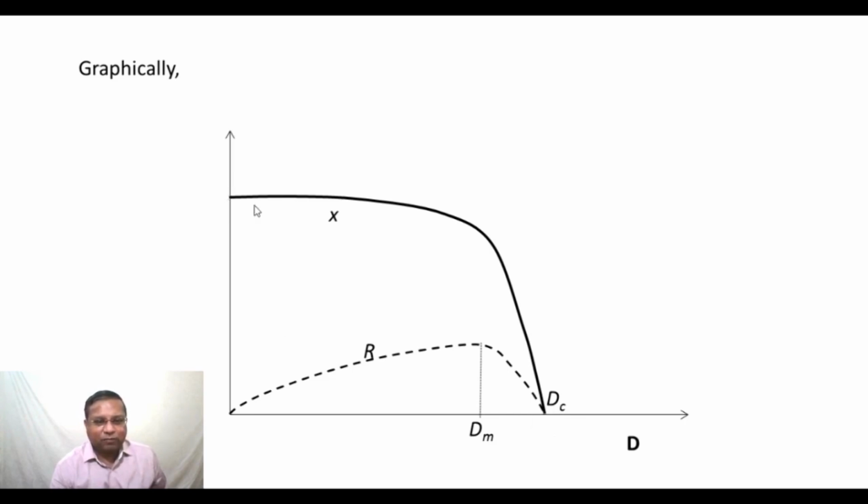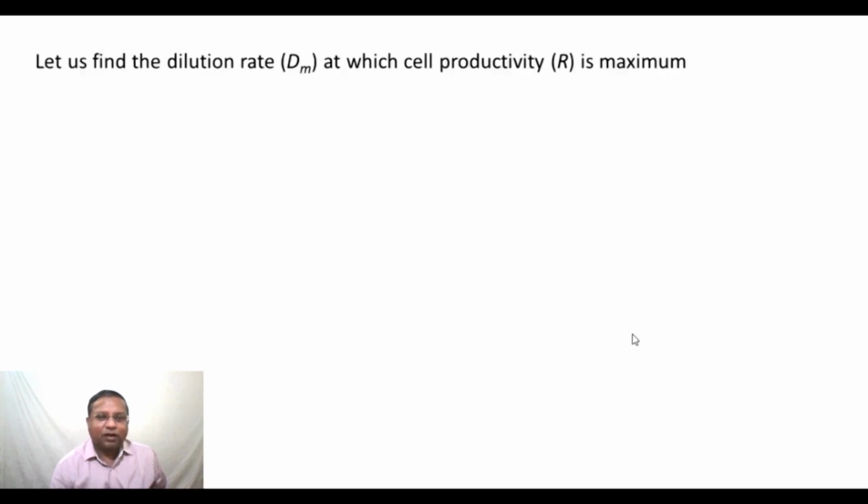So this is a graph of X versus D that we saw earlier, and now we are seeing a graph of R versus D on the same D axis here. Let us find out the dilution rate Dm at which the cell productivity R is maximum. Okay, we'll call that Dm. We are interested in maximum productivity.